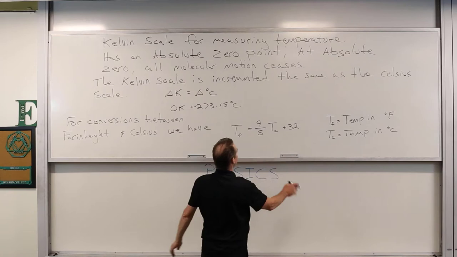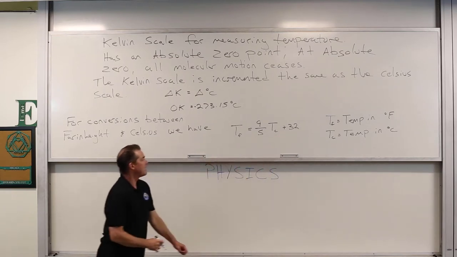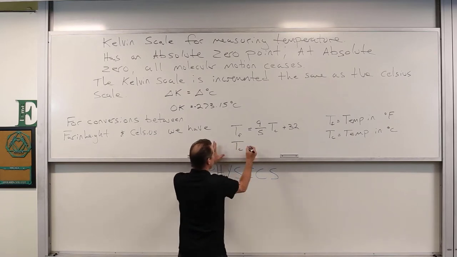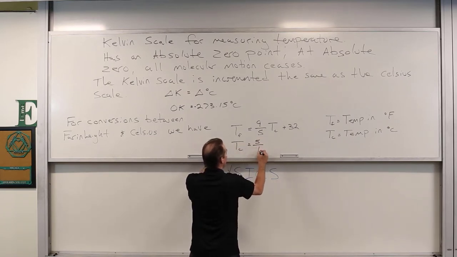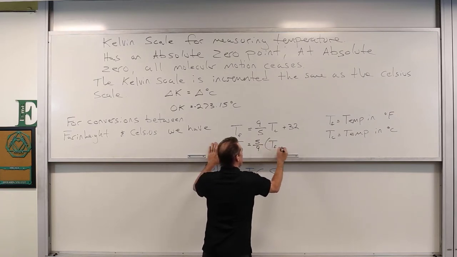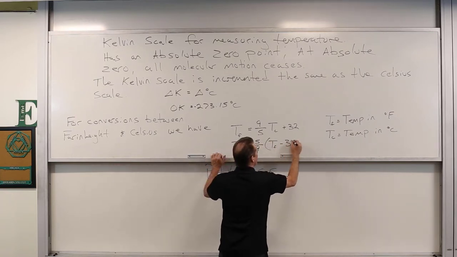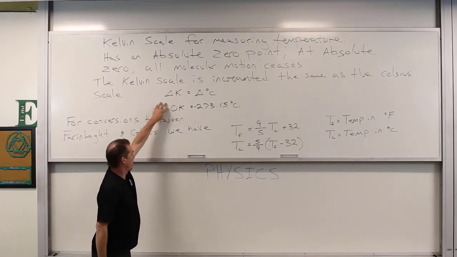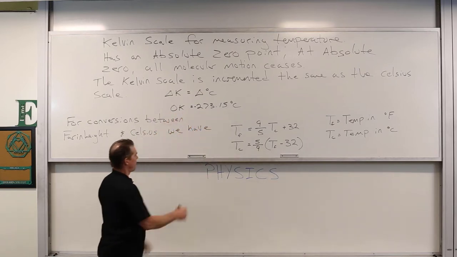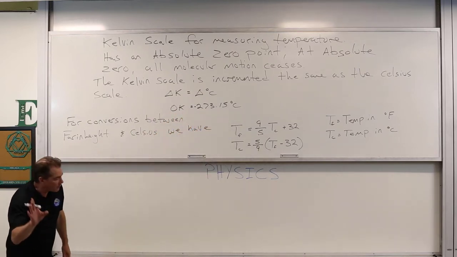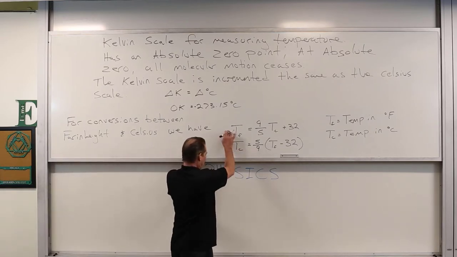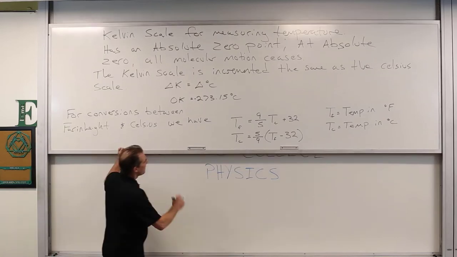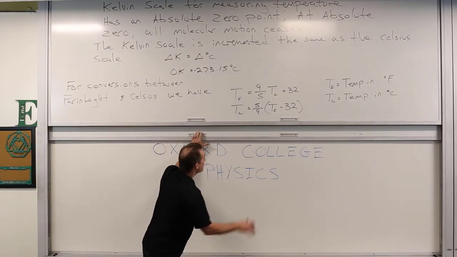We could also invert this. We could subtract 32 from both sides and then multiply it by 5/9. And we can say that T sub C, the temperature in Celsius, is equal to 5/9 the quantity of the temperature in Fahrenheit minus 32. And we can always go back to this correlation with Kelvin, excuse me, I shouldn't say degrees Kelvin, just Kelvin. No degrees there, just Kelvin. Figure out what degree Fahrenheit is 0 Kelvin. It's in the negative 400s. Anyways, that's what we've got.